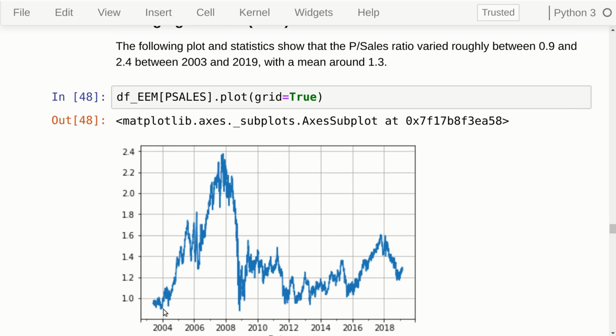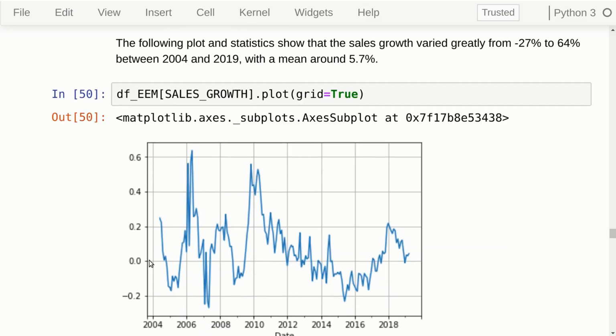And it ranged from 0.9 at the beginning. Then it went up to 2.4 before the global financial crisis. And then it dropped down to about 0.9 again. And then it has been zigzagging since then. So let's look at the sales growth. And the plot shows us that it was about minus 20% here, plus 60% here, minus 25% here, plus 25% here, minus 15% here, plus 50% here, and that it has been a bit less volatile since then.